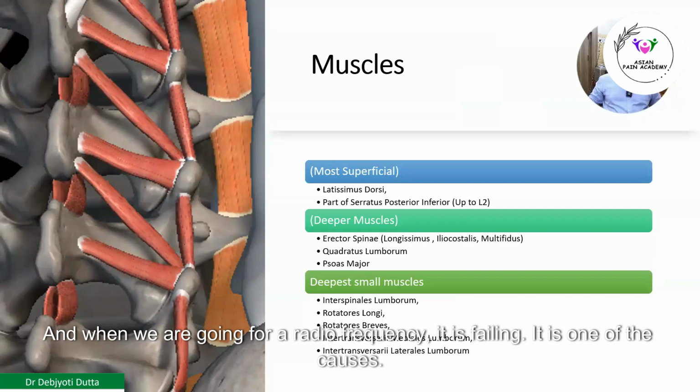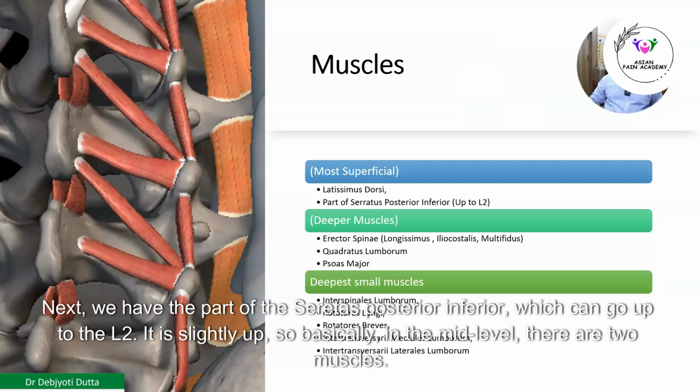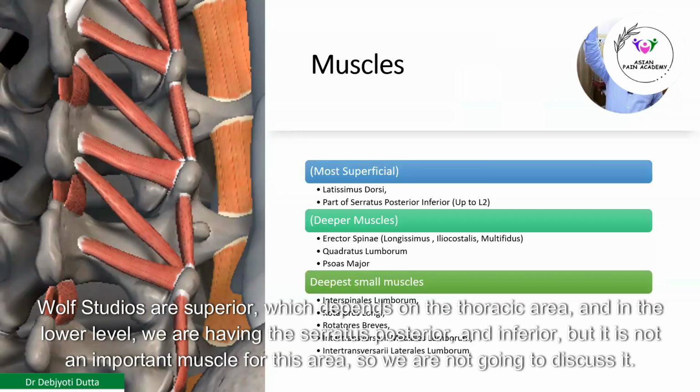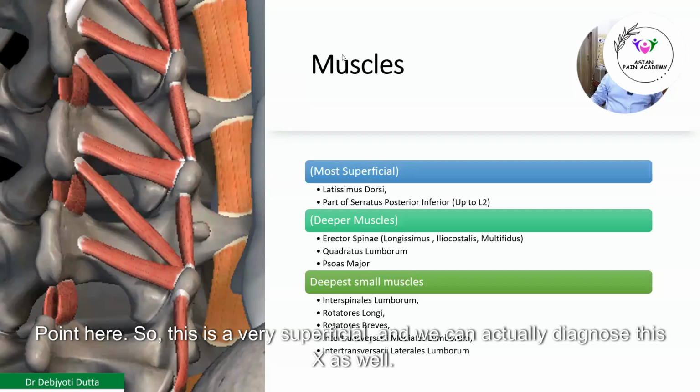Now coming to the muscles. The most superficial one is the latissimus dorsi. Next, we have the part of the serratus posterior inferior, which can go up to L2. In the mid level there are two muscles: serratus posterior superior, which remains in the thoracic area, and at the lower level we have the serratus posterior inferior. But it is not an important muscle for this area, so we are not going to discuss it. Latissimus dorsi is a superficial flat muscle like the trapezius of the upper extremity. So it can also have myofascial points here. These are very superficial, and we can actually diagnose these as well.